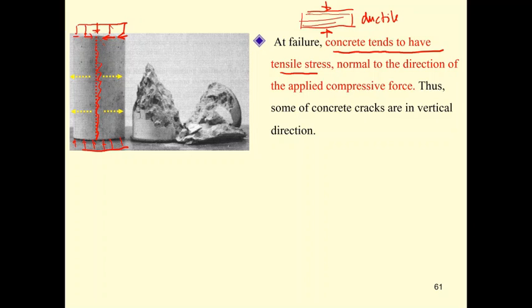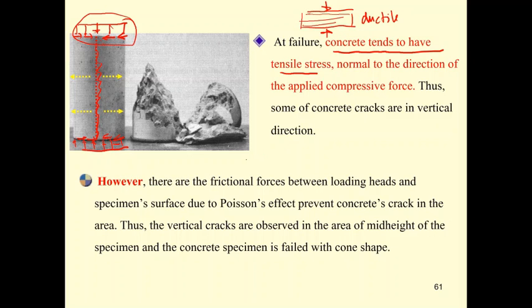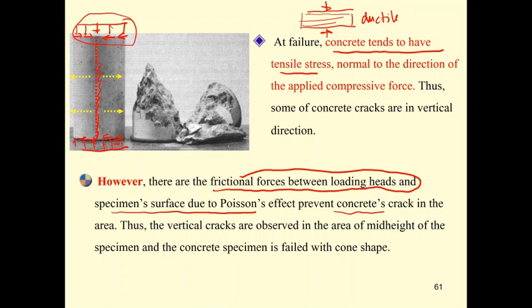But anyway, the contact point of the loading head has some friction, which you can reduce by using lamps, but it's still there. So in some cases, there is a frictional force between the loading head and the specimen due to the Poisson effect that restrains the concrete in that area. That's very interesting. So the vertical crack will change into an inclined crack here.